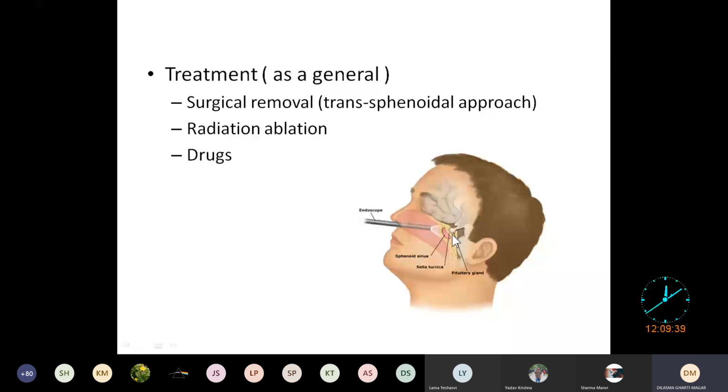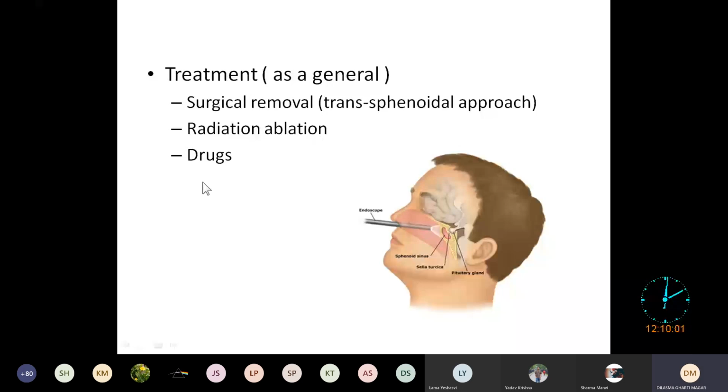Usually whenever we get the specimen, we get very tiny small bits, but under the microscope we can see the monotonous population of the tumor cells. If it is not possible through surgical removal, then it can also be done with radiation ablation, and even drugs can be given as a treatment.